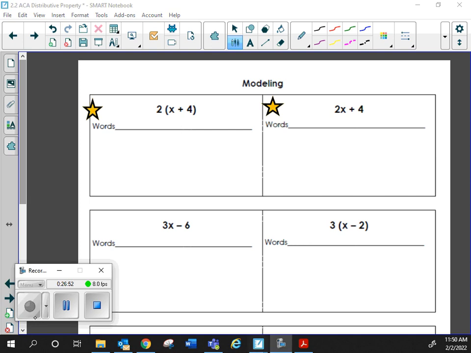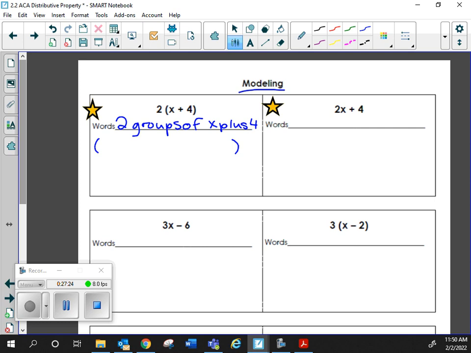I saw some people stuck, so let's put the words. I saw the words were good. We said for this first one, it's 2 groups of x plus 4. Awesome. This modeling is how we can still help ourselves out. First, I'm going to draw one group of x plus 4. Tell me how many rectangles and how many little squares I need. Brody, how many rectangles and little squares do I need?